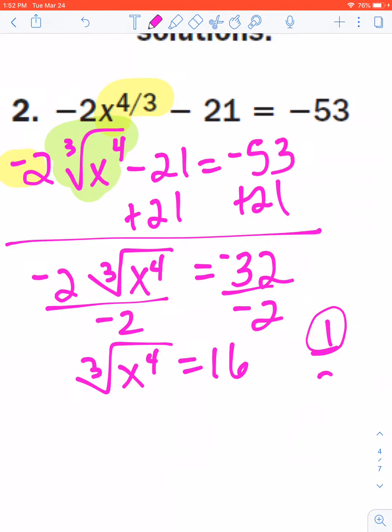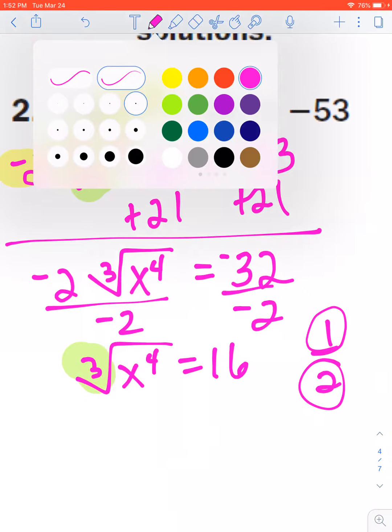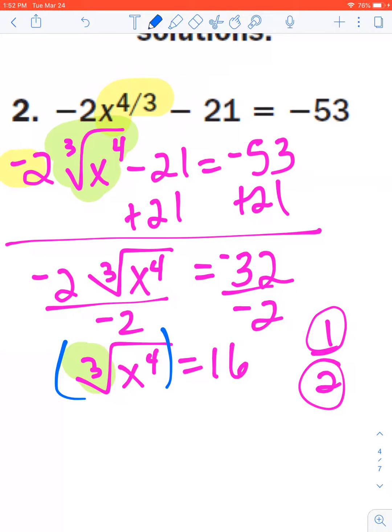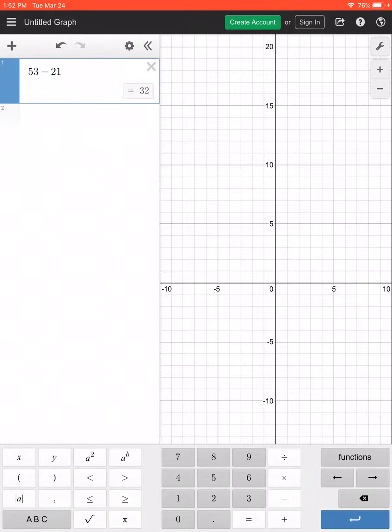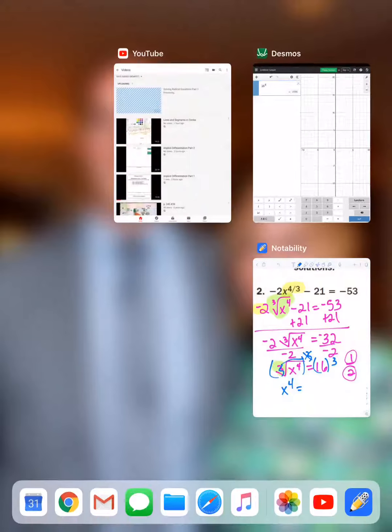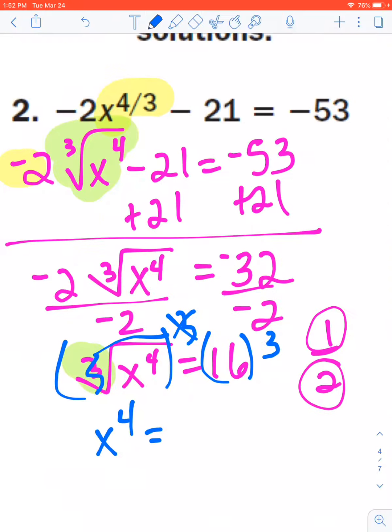Step 2, we power it up. Well, this is a cube root. So we're going to choose to power it up by using power of 3. So the power of 3 and the cube root undo each other, yielding an x to the fourth. And if we don't know what 16 to the third is, I think we've done it earlier, but let's do it again. All right, 16 to the third power is 4096. Again, you are going to be getting some big numbers in this process.